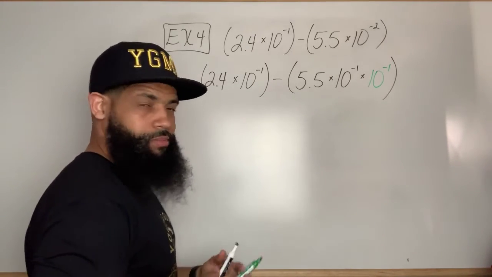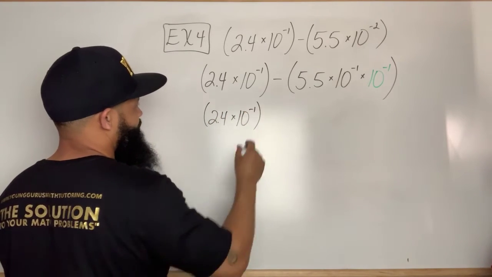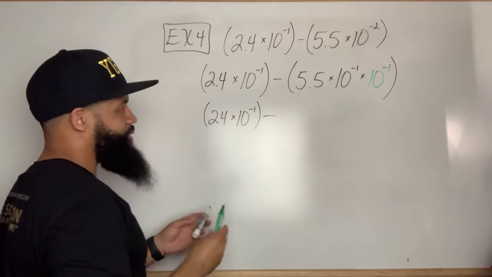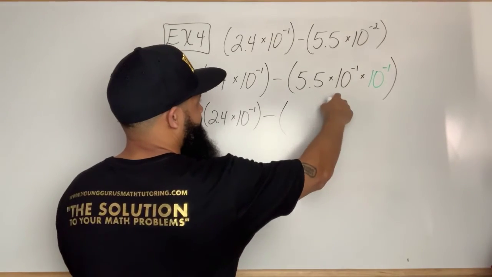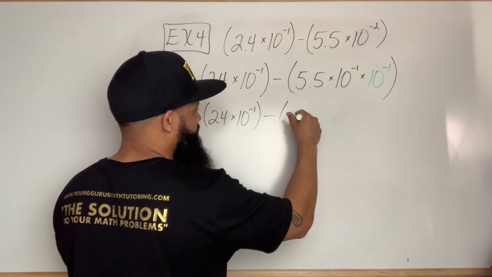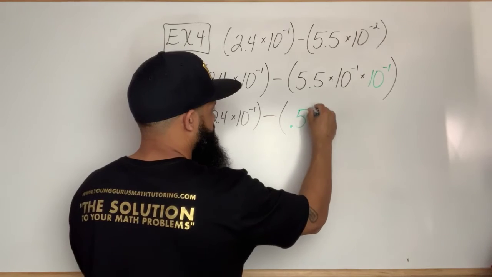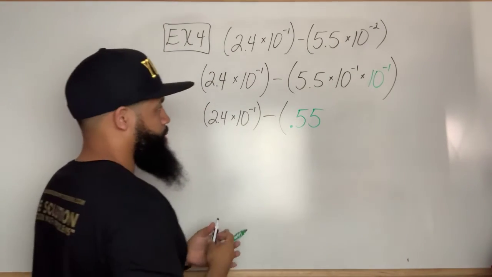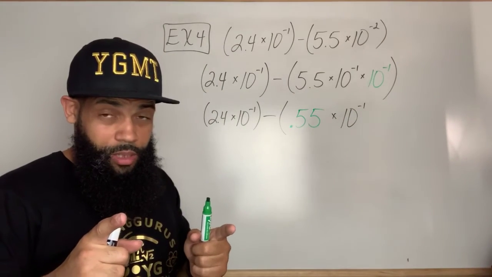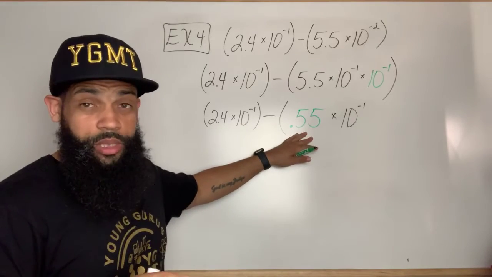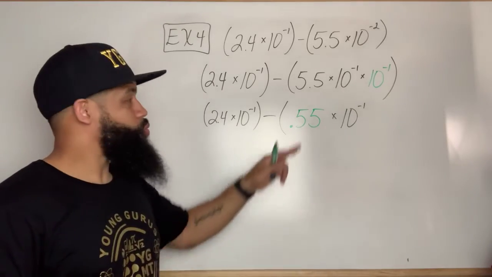All right, so this is 2.4 times 10 to the negative 1 power. And then I'm going to subtract. Now, I need to actually multiply this first. Okay, so 5.5 times 10 to the negative 1 power is actually, let's write it in green, 55 hundredths, okay? And then times 10 to the negative 1 power. If you need to pause right there to see, you can go double check with the calculator if you want to. If it's 10 to the negative 1, I'm moving the decimal place to the left one time.